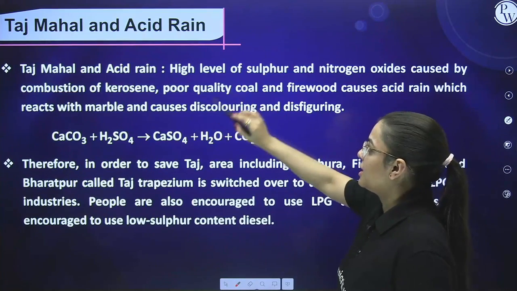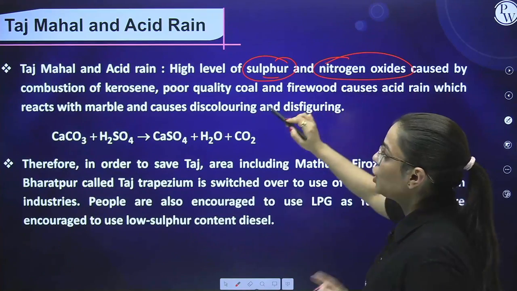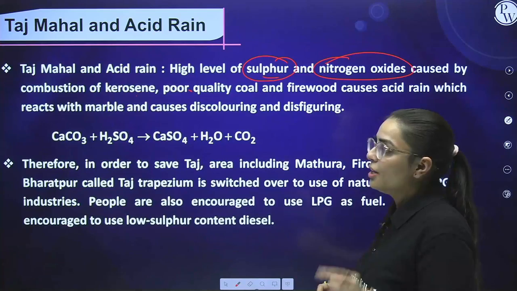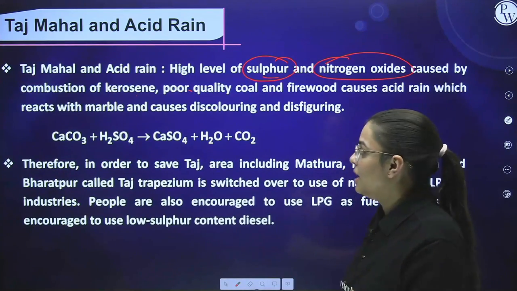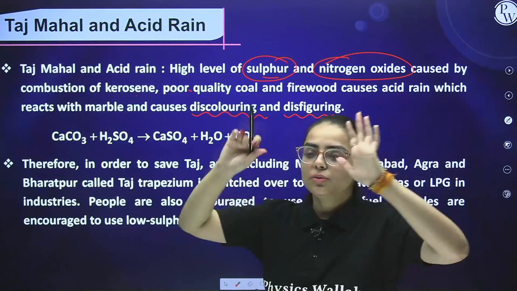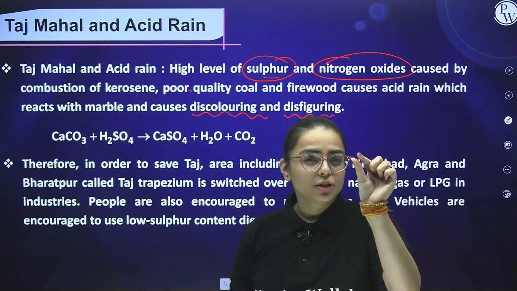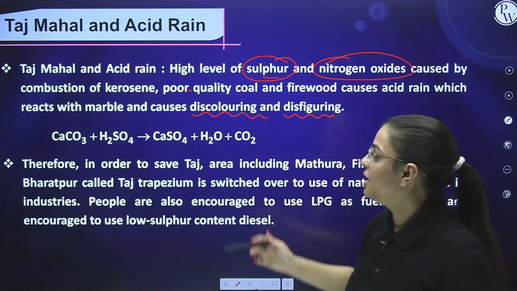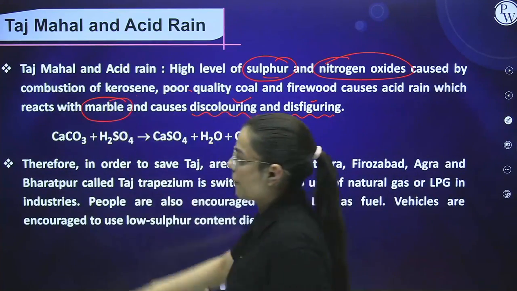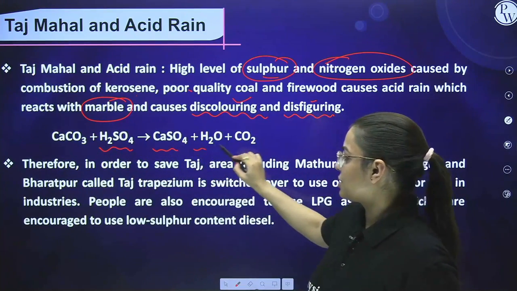Taj Mahal and acid rain. High levels of sulfur and nitrogen oxides caused by combustion of kerosene, poor quality coal and firewood cause acid rain, which reacts with marble and causes discoloring and disfiguring. You know, the Taj Mahal, which was white in color, has become a slightly yellowish color. Why? Because it leads to discoloring and disfiguring. How? Because it reacts with marble. When calcium carbonate reacts with H2SO4, it produces CaSO4, water and CO2.